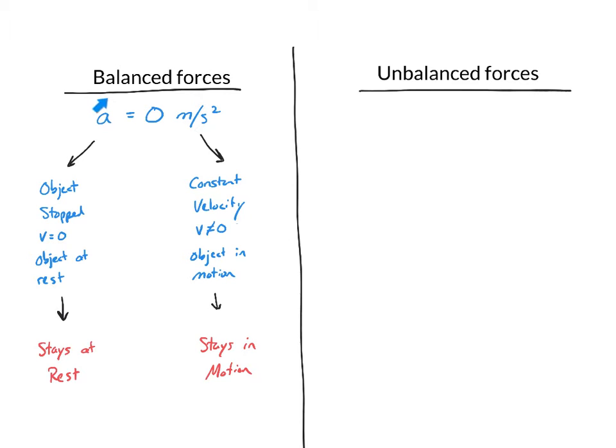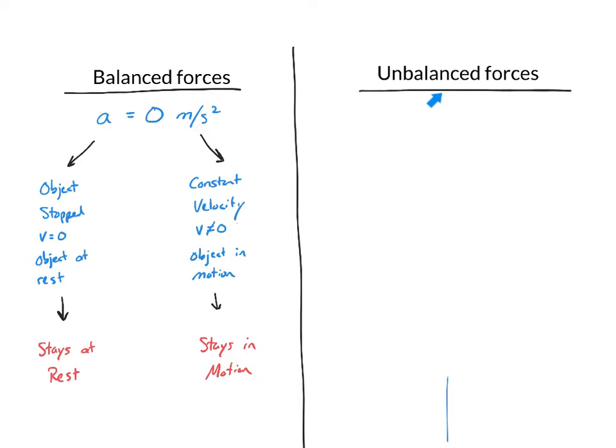Okay, one key to understanding a lot of these is understanding the difference between balanced and unbalanced forces. So we're going to take a look at balanced forces first. That case always means that acceleration is zero. The object is either stopped or moving at a constant velocity. If it's stopped, the velocity is zero and the object's at rest. If it's at a constant velocity, it maintains that motion. They're in motion and they stay in motion for the duration.